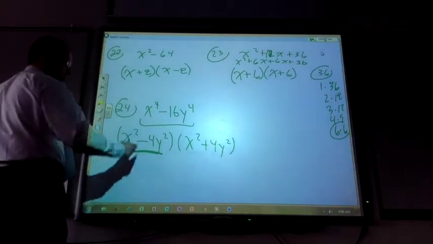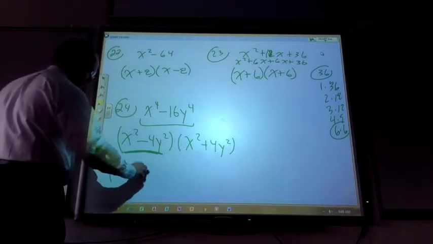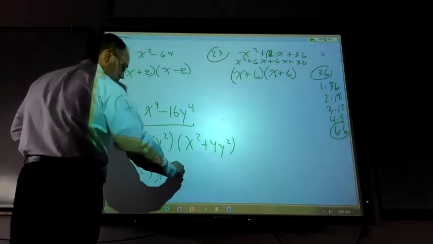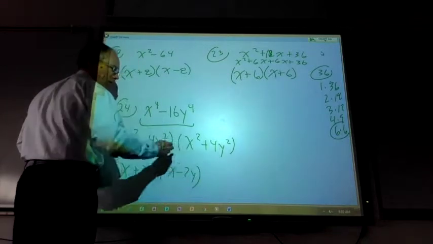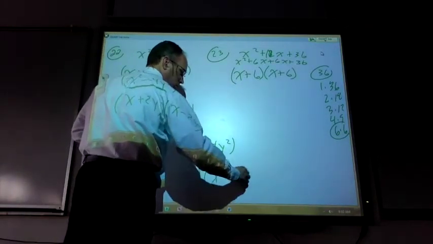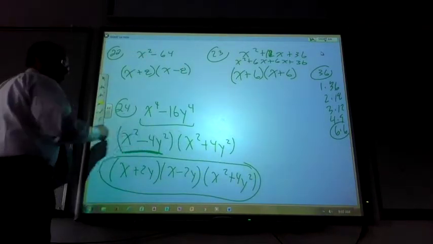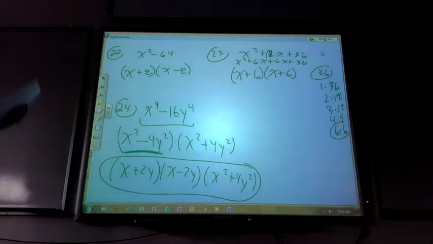Difference of two squares. This was difference of two squares. Now there's another one. This is not the difference of two squares, so it just has to come down. You got to this, that's going to be probably 1 point off.